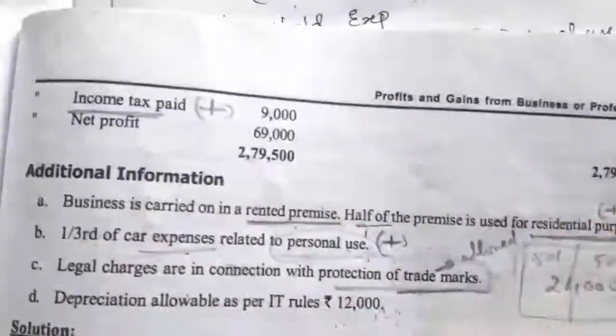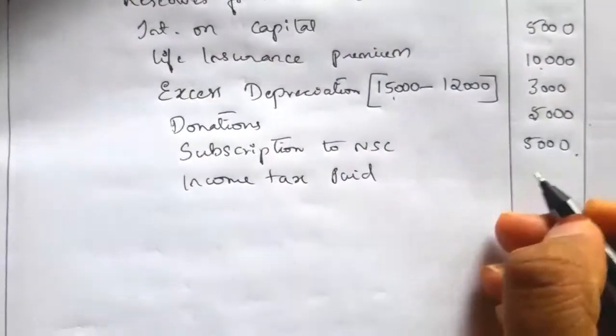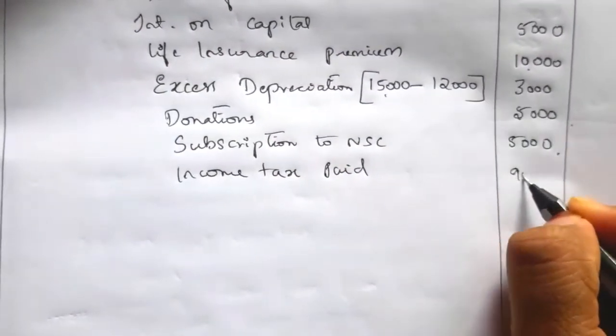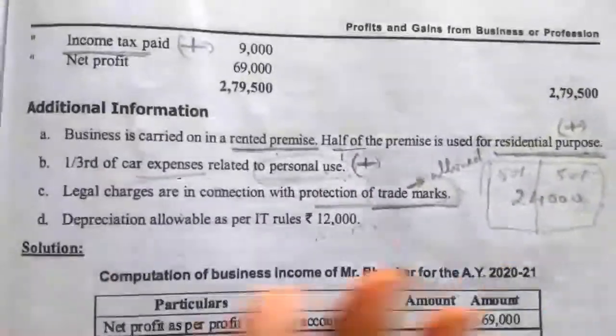Next one is income tax. Income tax paid is disallowed, so we have to add it to the net profit. Income tax is a personal expense, so income tax paid is disallowed. The amount is 9,000. Next, the debit side of a profit and loss account is where we record the disallowed expenses.